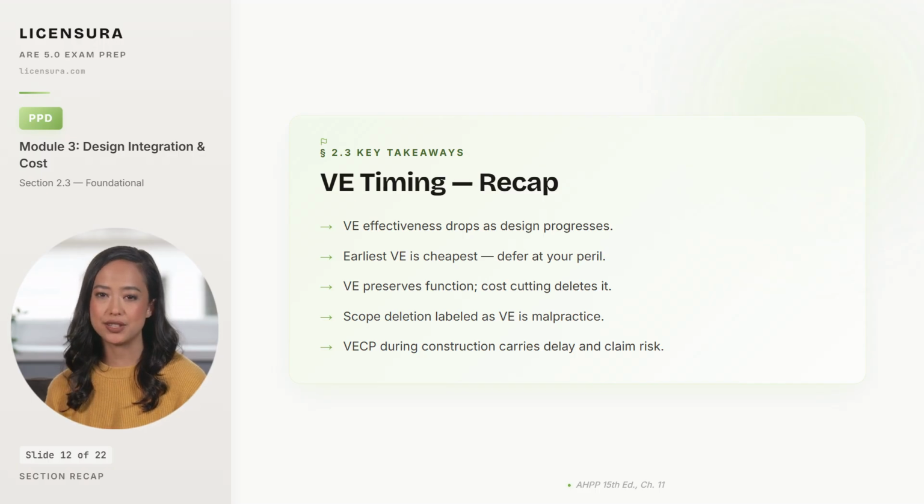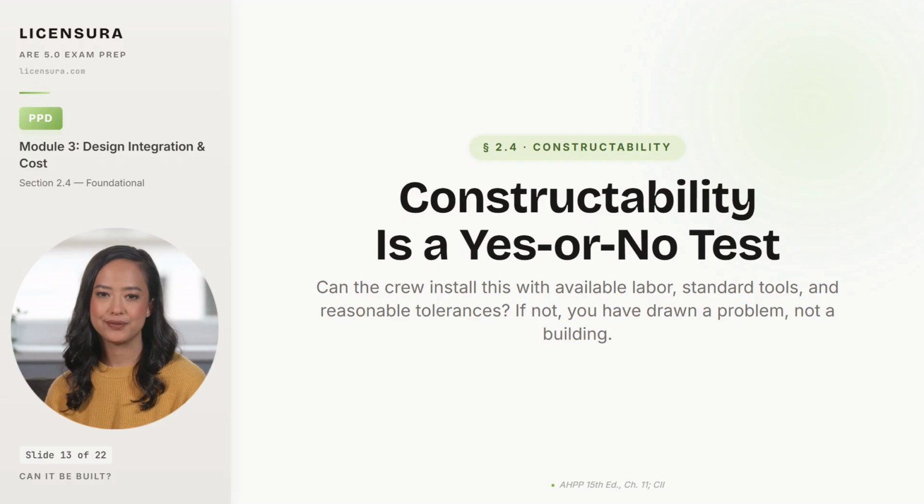A scope deletion labeled as VE is malpractice exposure because the architect who endorses a deletion as a VE recommendation has signed a document that the plaintiff lawyer will read aloud in deposition. And VE during construction, through contractor VECP proposals, carries delay and claim risk that often erases part of the savings. So the smart move is to run real VE earlier and let construction phase VE be the exception rather than the strategy.